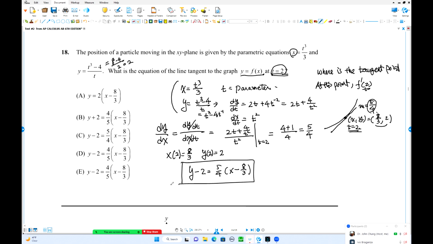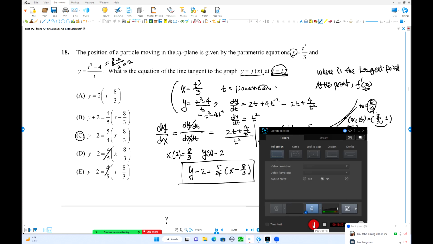So which one is y minus 2 equals 5 over 4 times x minus 8 over 3? Choice C is the answer, okay? So I'll give you a minute to figure out this one, okay? I'm going to hold the recording.